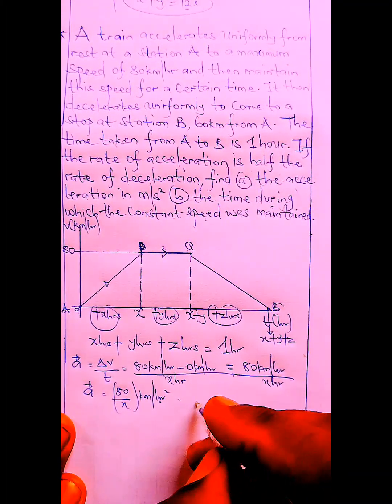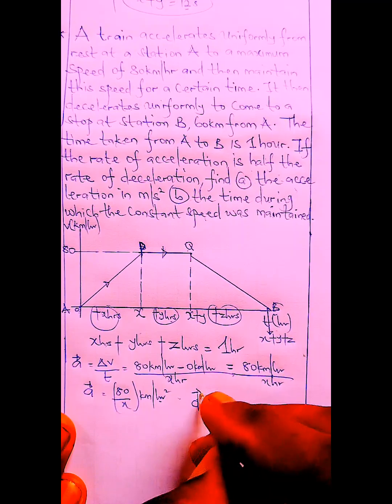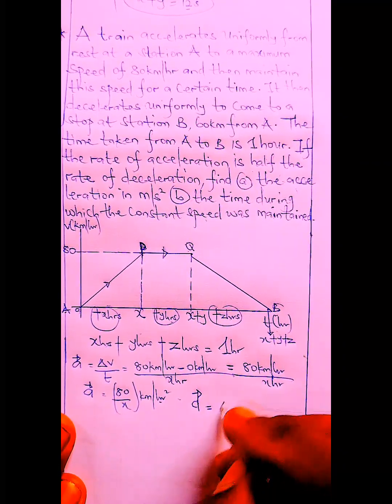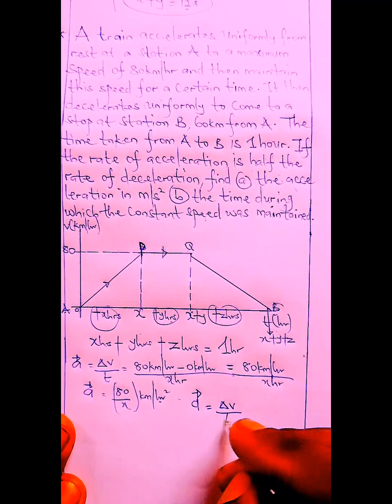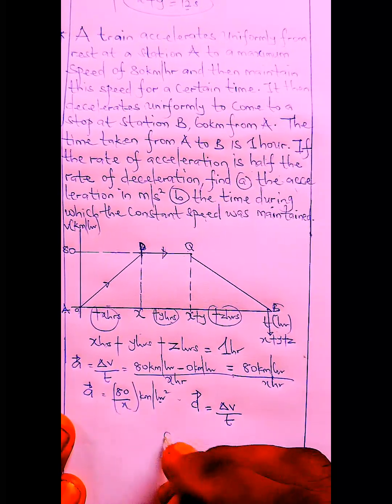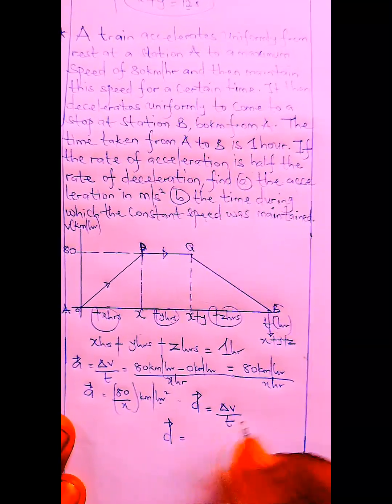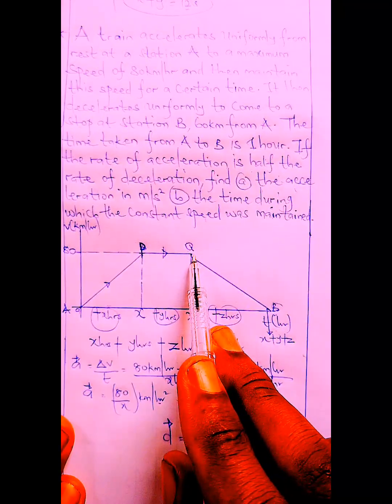They said acceleration is half the rate of deceleration, so you're going to get deceleration right away. Deceleration, which is negative acceleration, you know what that is: change in velocity also over time taken. So let's get deceleration. What's the change in velocity? The body was at 80 kilometers per hour.